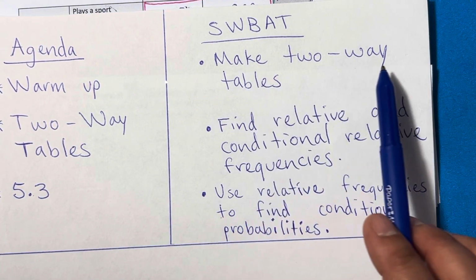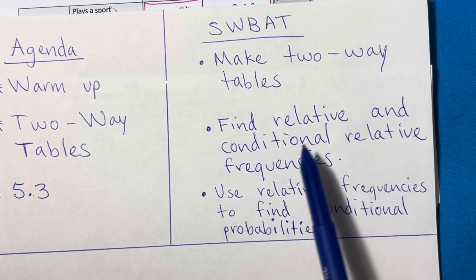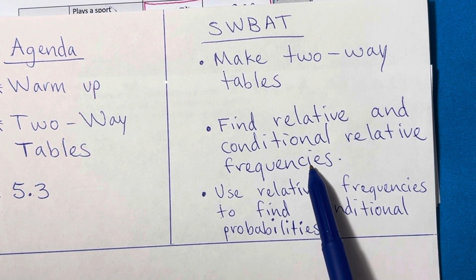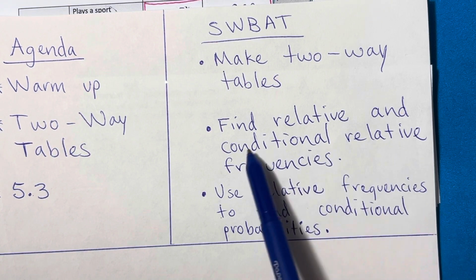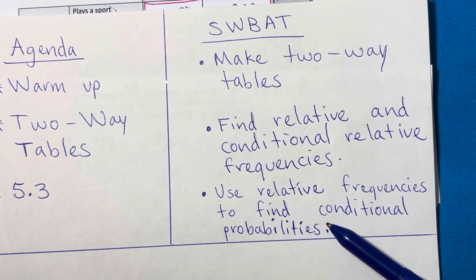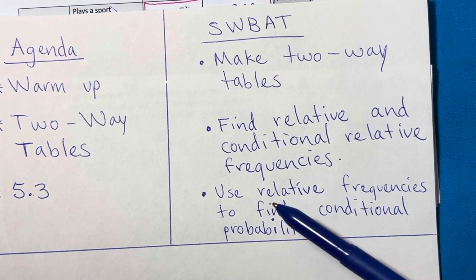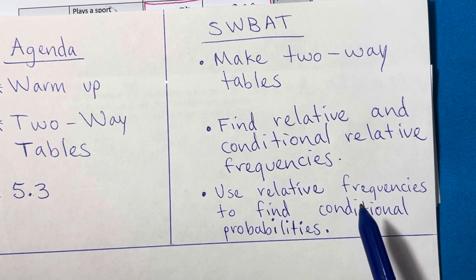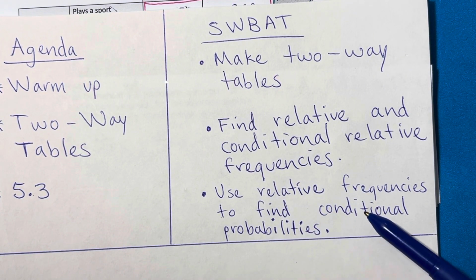We already made the two-way tables. We found the relative frequencies. And now it says that we're going to find conditional relative, but we're going to use those relative frequencies of the joint and marginals to be able to find the conditional.